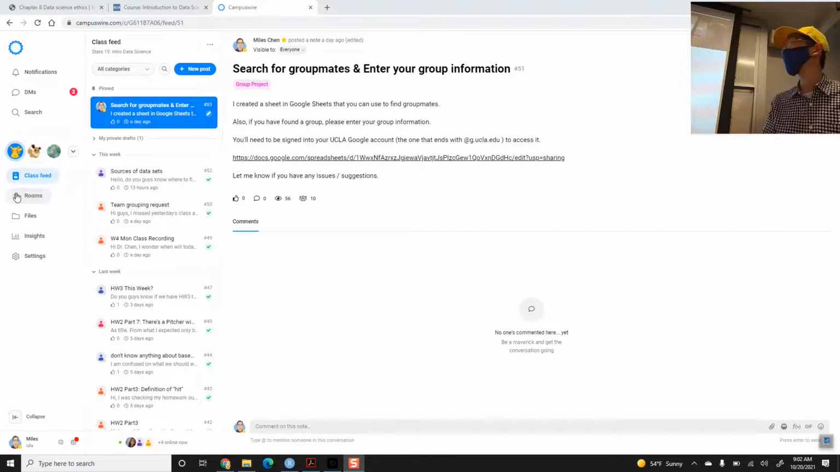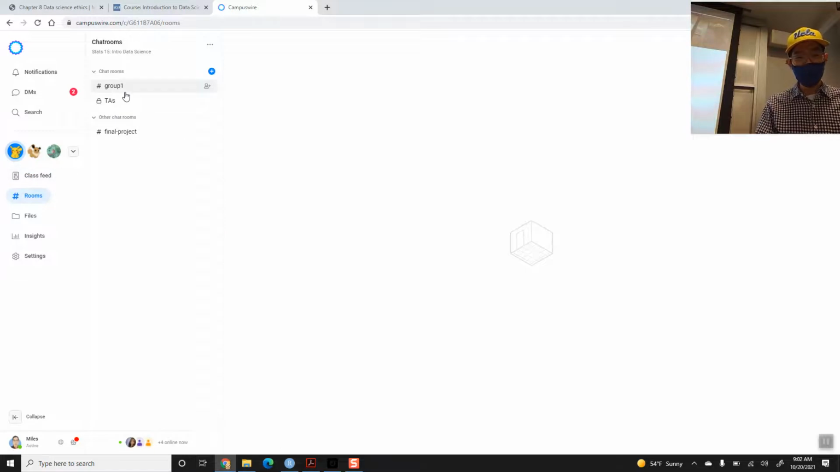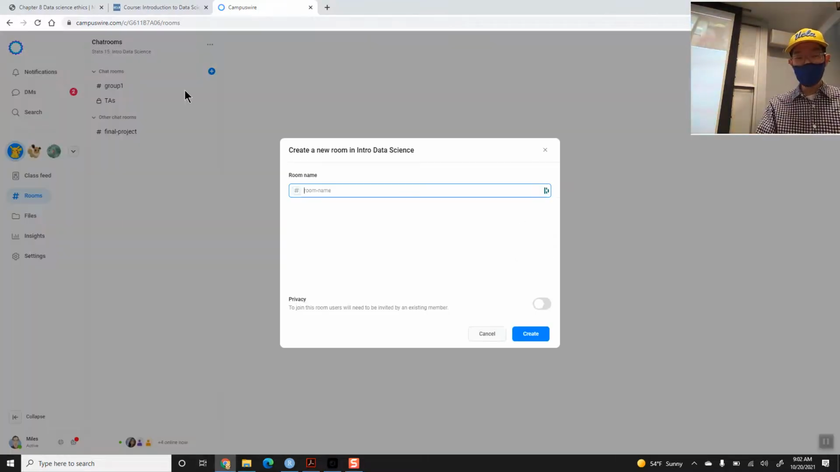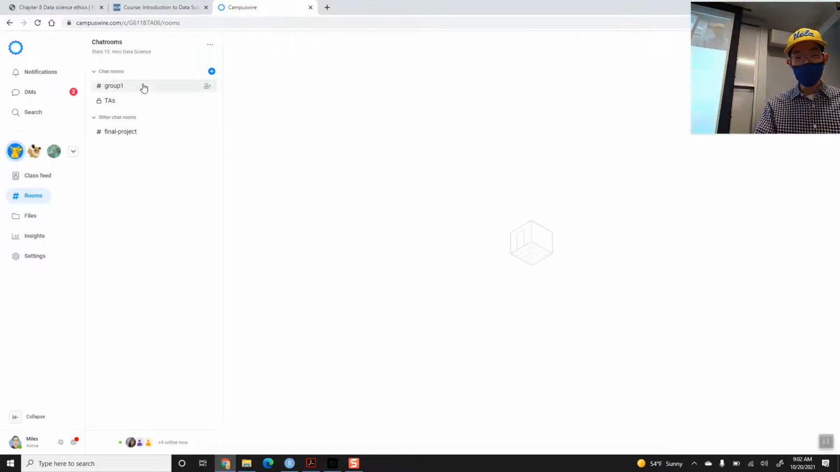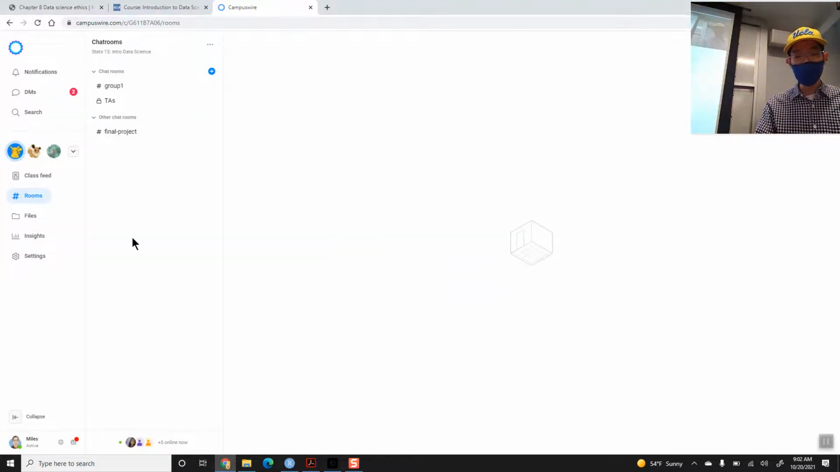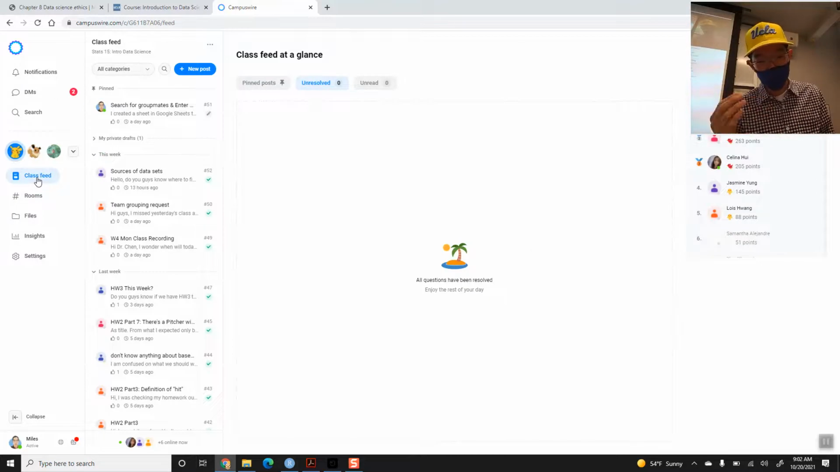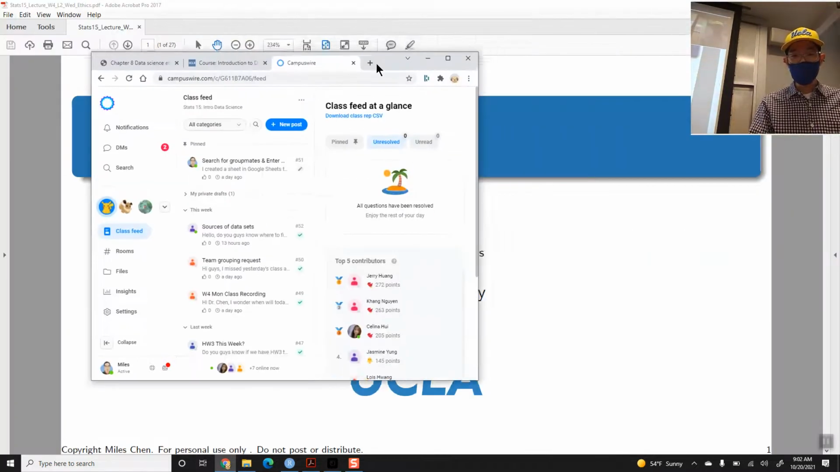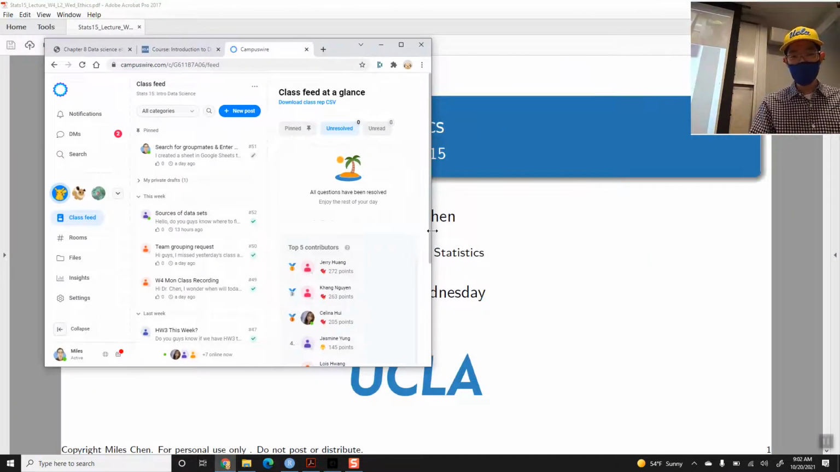And then over here on Campus Wire, there's an area called Rooms, and you can kind of create a room. I think you guys can create your own rooms, okay? And you can kind of establish the name of your room, and then you can add people to be part of that room, okay? And then you can kind of chat with each other there, and use that as kind of a little bit of a hub for communication. Okay. Any questions or issues or anything like that?